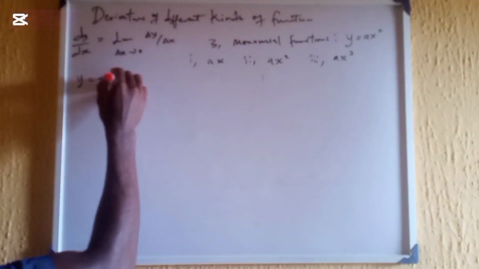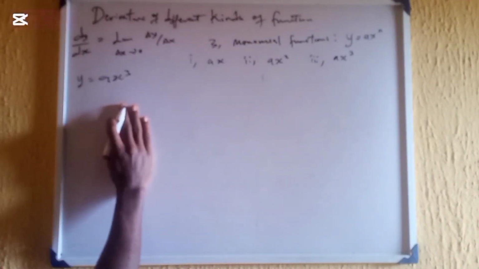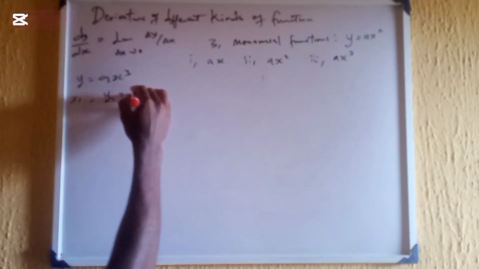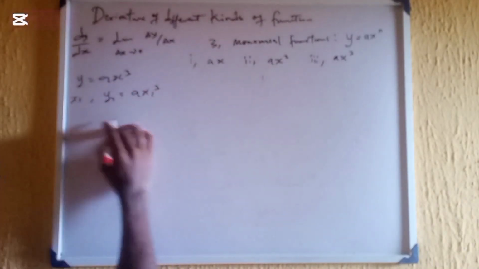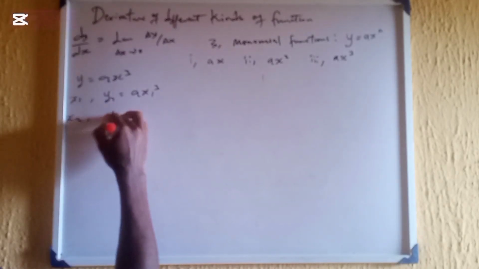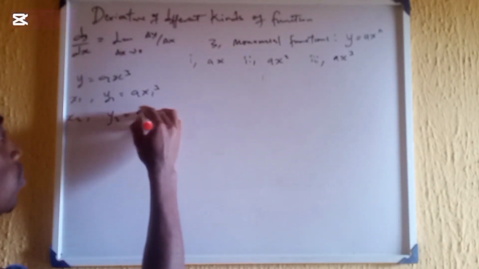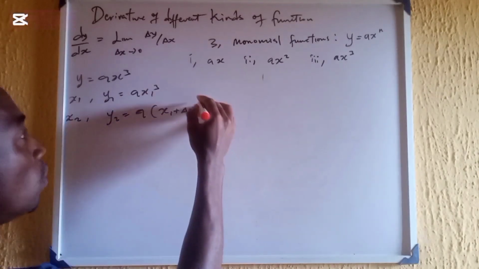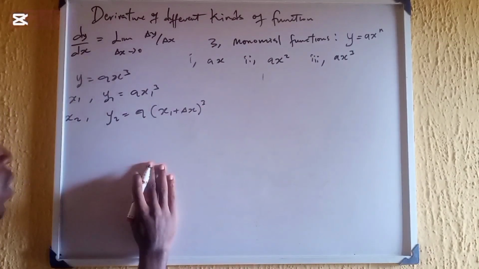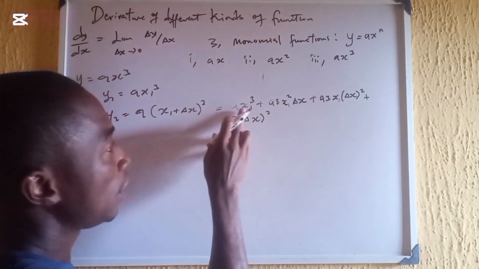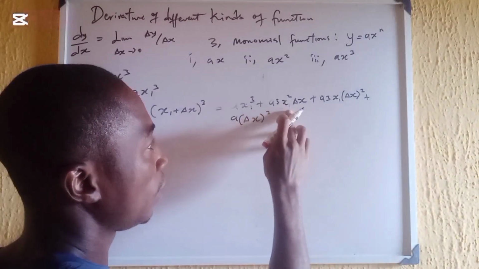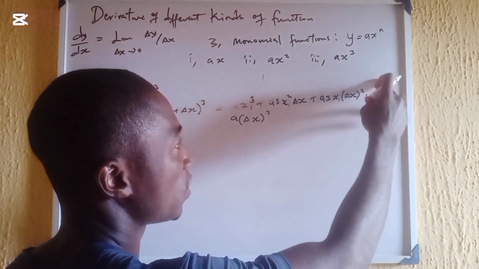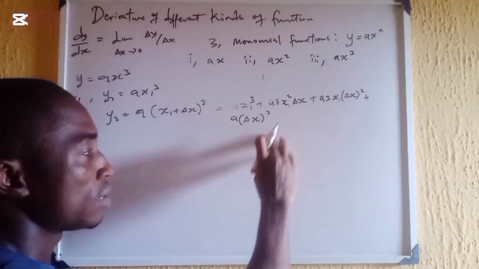y is equal to ax to the power 3. What do we do? At x1, y1 is equal to ax1 to the power 3. At x2, y2 is equal to a, then we have x1 plus change in x, then we have to the power of 3. So this is the same thing as ax1 cube, plus a3x1 squared change in x, plus a3x1 change in x squared, plus a change in x to the power 3.